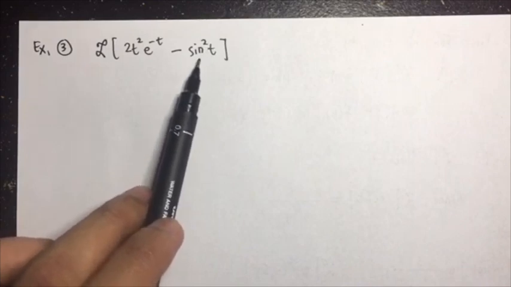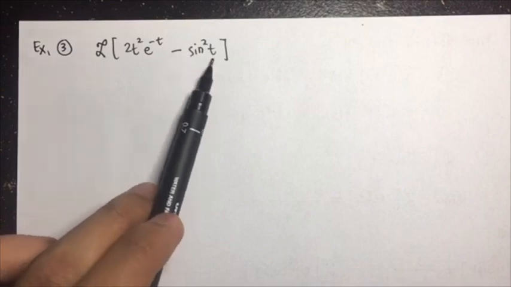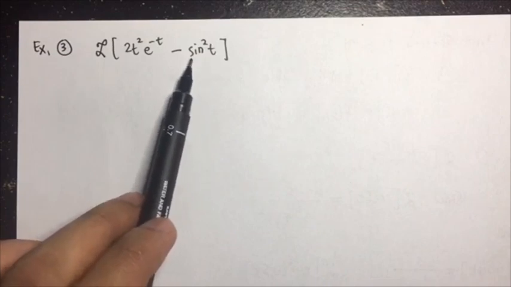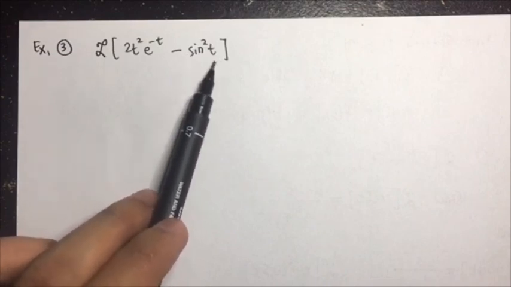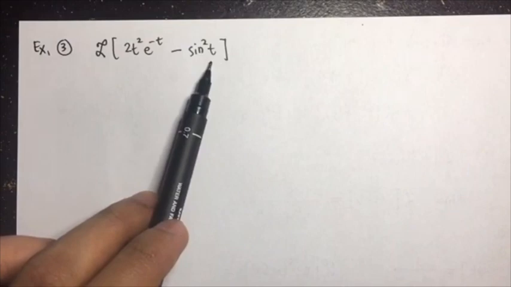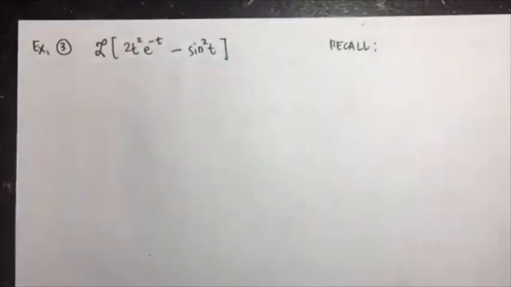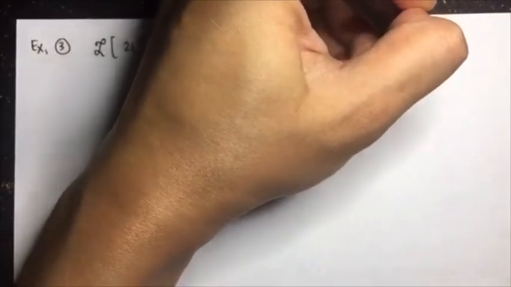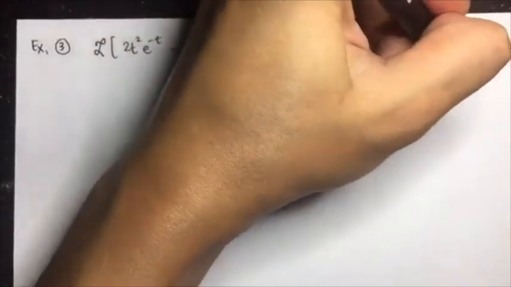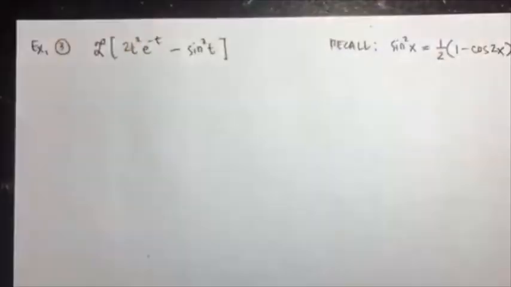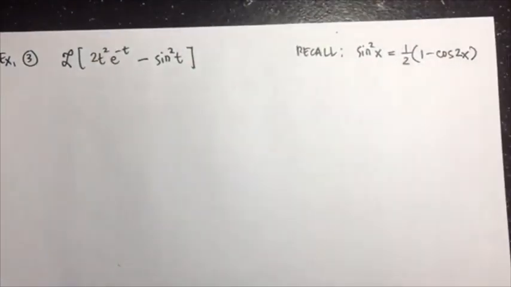But what we can do is use the trigonometric identities to express sine squared of t in terms of functions that have formulas for Laplace transform. Particularly here we can use the double angle identity of cosine. So recall that sine squared of x is equal to 1/2 times 1 minus cosine of 2x. So therefore we can apply that here.